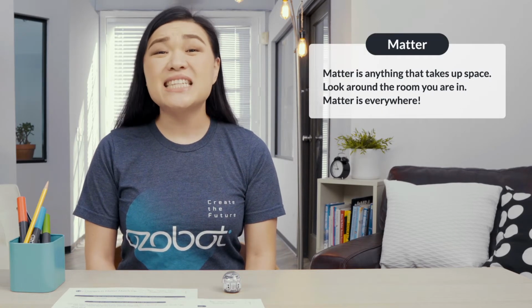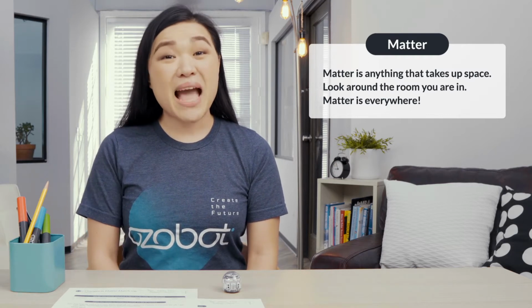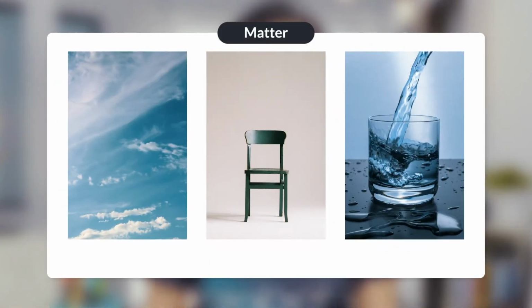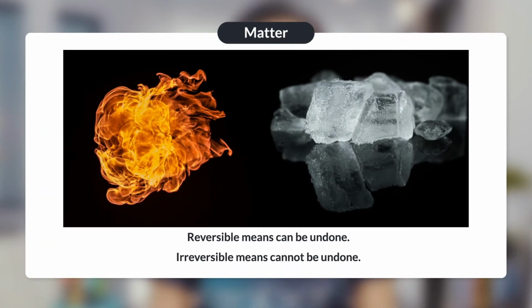Let's go over some important vocabulary for this lesson. Matter is anything that takes up space. Look around the room you are in. Matter is everywhere. The air you are breathing is matter. The chair you're sitting on is matter. And whatever you are drinking is matter. Matter is grouped into 3 different categories: solid, like the chair; liquid, like the drink; or gas, like air. Matter can change when it is heated or cooled.